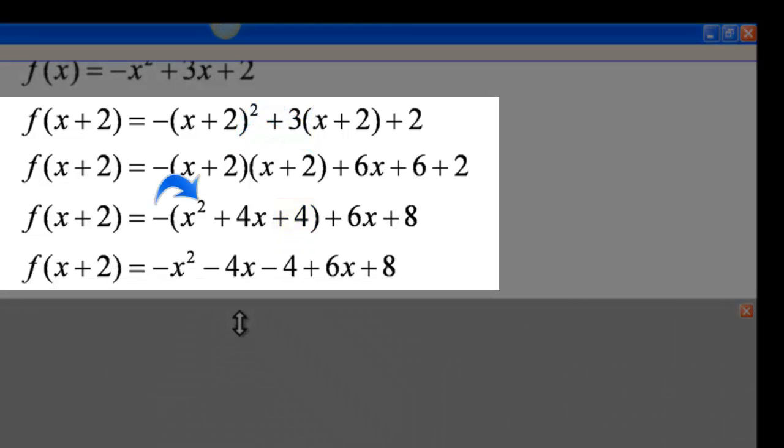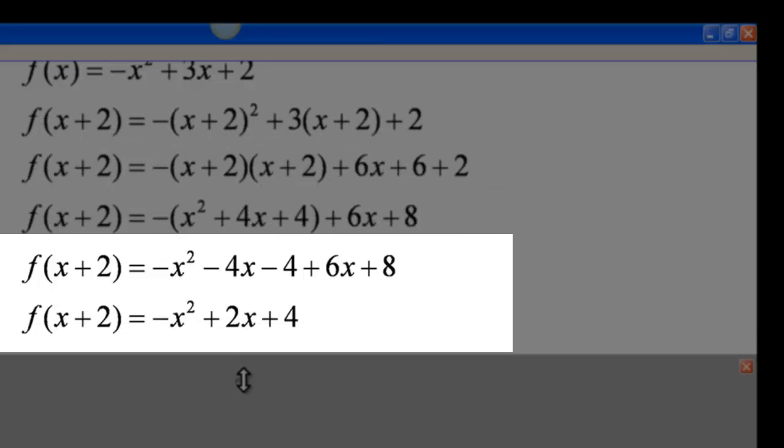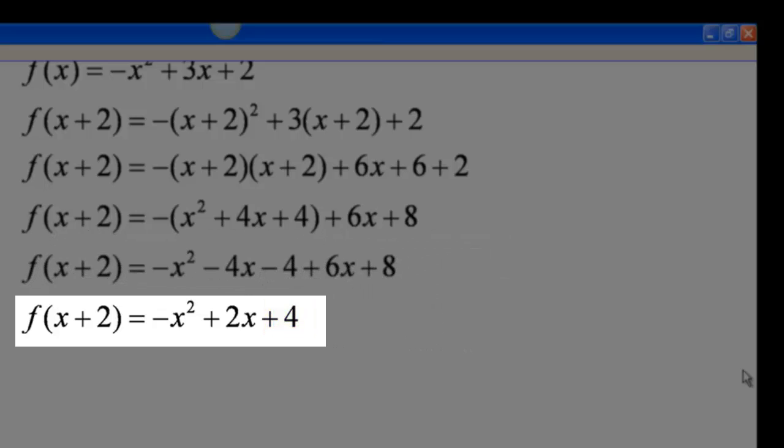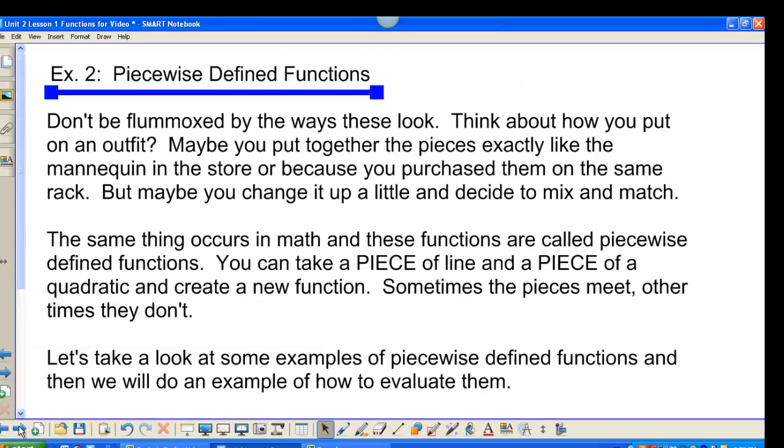Next, I distributed that negative to x squared, 4x, and 4, yielding negative x squared minus 4x minus 4. Carried down my 6x plus 8. Then I combine like terms. There is nothing to combine with the negative x squared, but negative 4x and 6x can be combined to make 2x. And negative 4 plus 8 is equal to 4. So when you input x plus 2, it yields another expression as an output, negative x squared plus 2x plus 4.